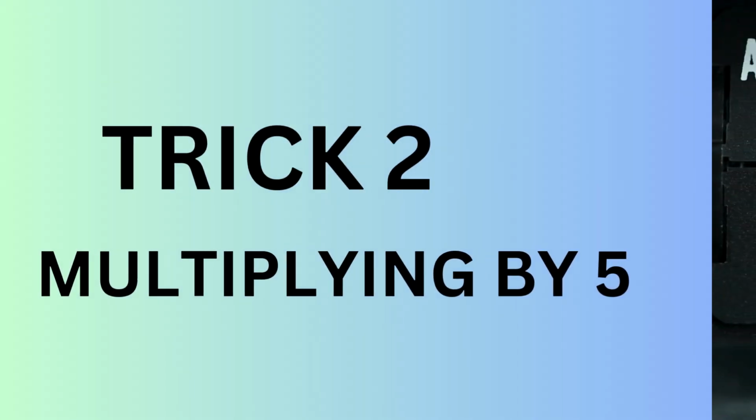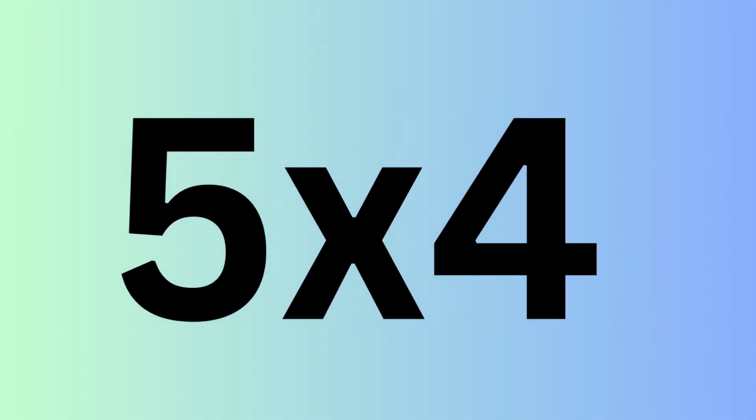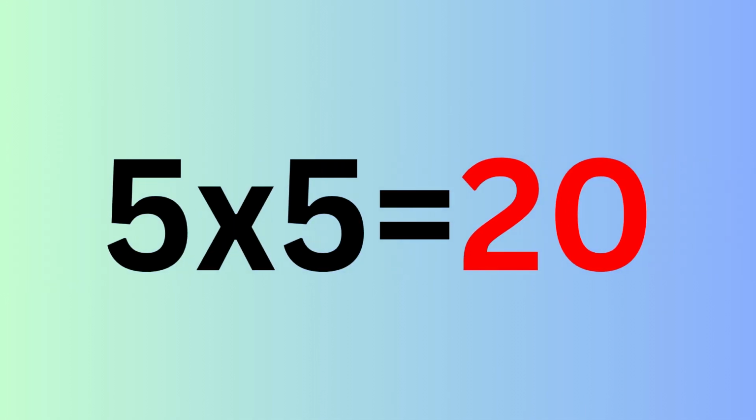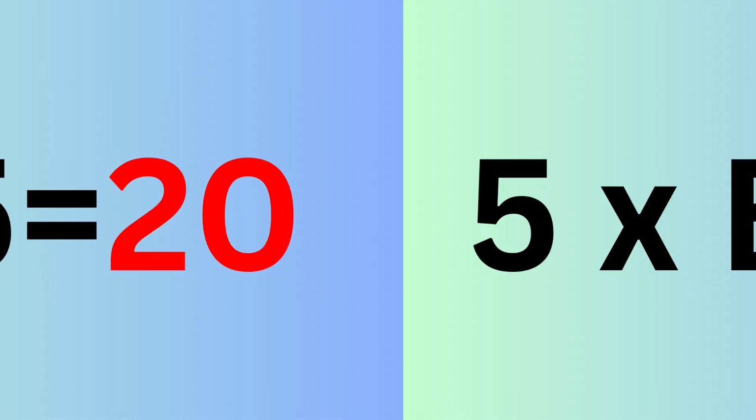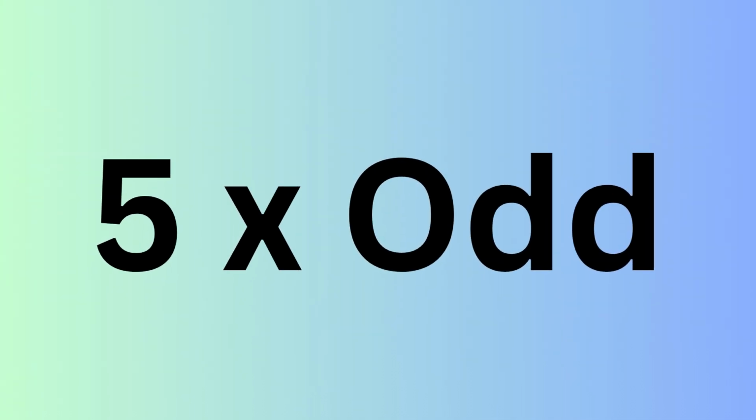Trick 2. Multiplying by 5. Here's a cool one. Multiplying by 5 is like counting by fives. Let's try 5 by 4. Count with me, 5, 10, 15, 20. Yes, 5 times 4 is equal to 20. And here's a bonus tip, if you're multiplying by an even number, the answer ends in 0. If it's odd, the answer ends in 5.